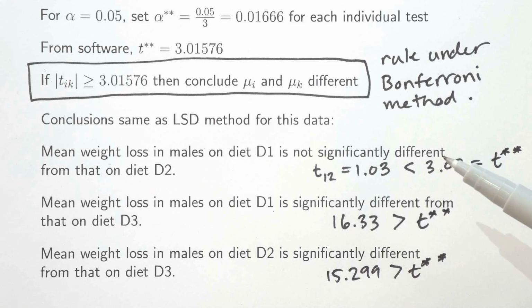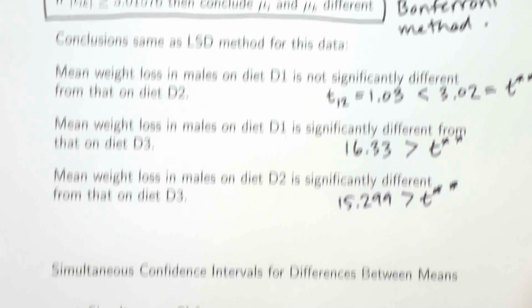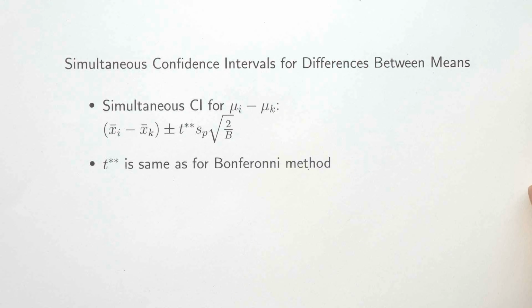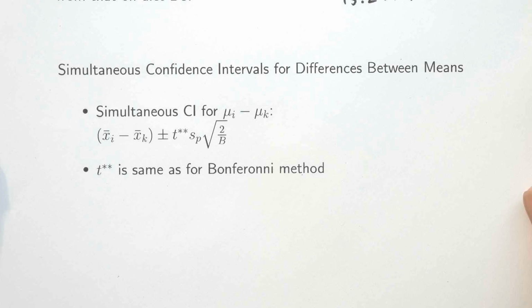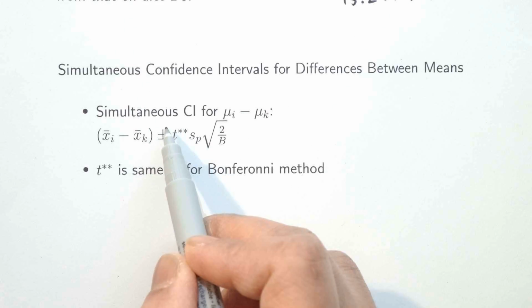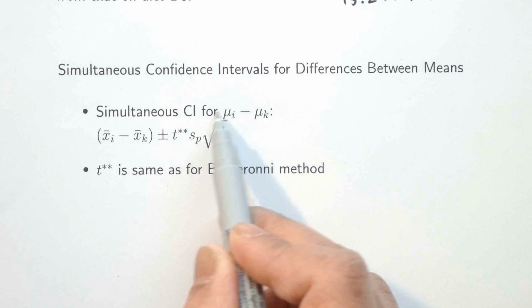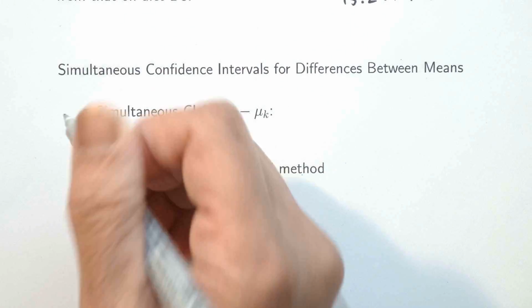So we draw the same conclusions: the mean weight loss in males on diet D1 is not statistically significantly different from diet 2, but D1 is significantly different from D3, and D2 is significantly different from D3. If we want to build our simultaneous confidence intervals for the difference between the means, we build them using an estimate of the difference plus or minus our T star star from the Bonferroni method, times that same standard error.